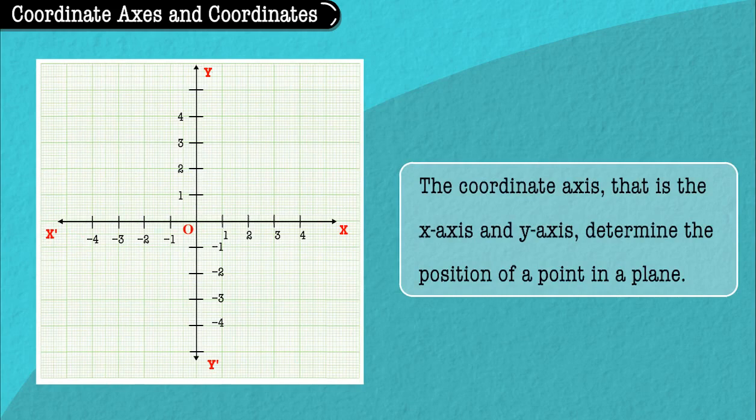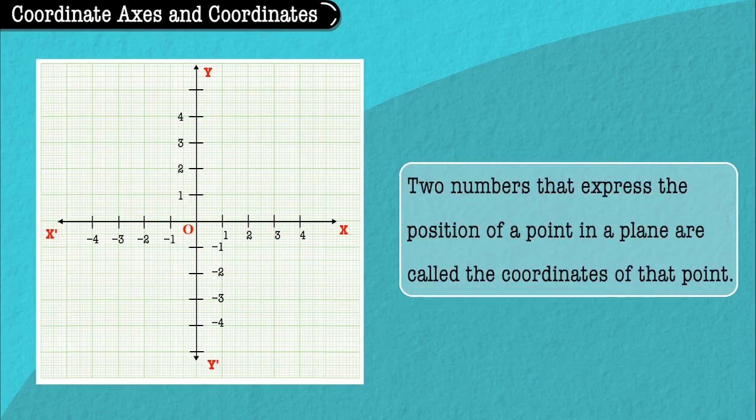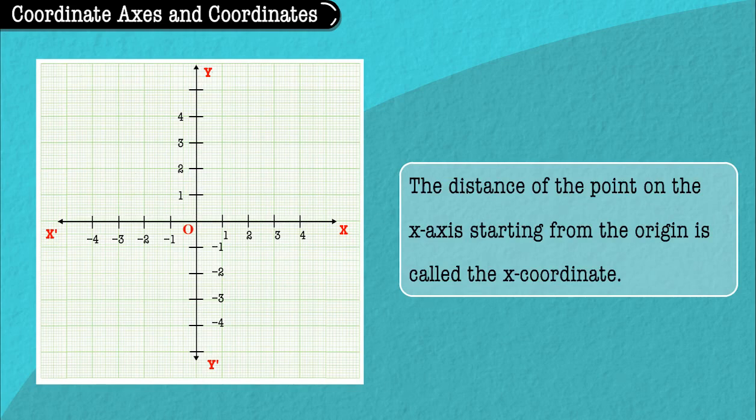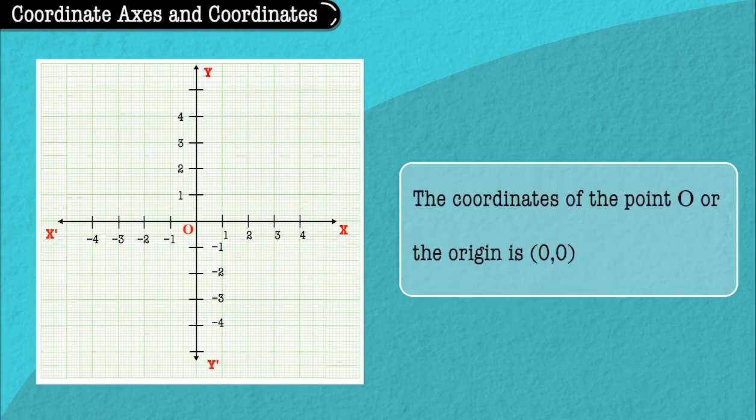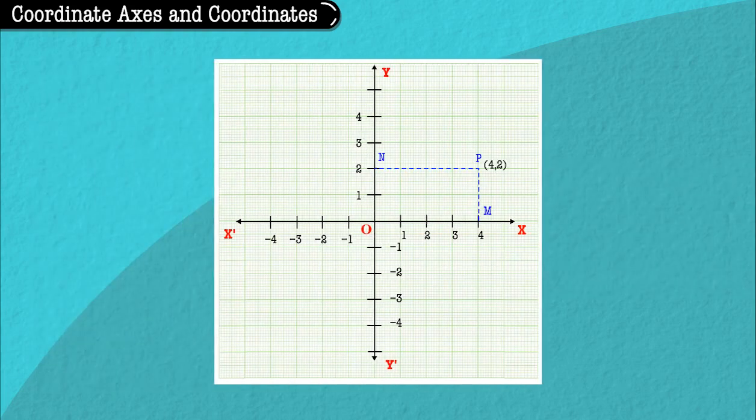The coordinate axes, that is the x-axis and y-axis, determine the position of a point in a plane. Two numbers that express the position of a point in a plane are called the coordinates of that point. The distance of the point on the x-axis starting from the origin is called the x-coordinate, and the distance of the point on the y-axis starting from the origin is called the y-coordinate. The coordinates of the point O, or the origin, are (0, 0). Hence, the coordinates of point P are (4, 2).